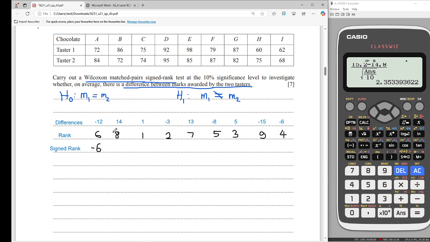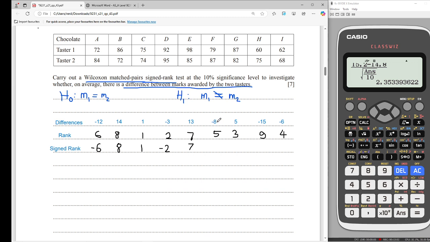Next we have here a positive 8 rank, and our difference is also positive, so our rank remains positive. 1 is our rank here, and that's also a positive difference, so we have 1 as a rank. 2 is our rank over here, but it's a negative difference, so our rank becomes negative 2. Now our rank is 7, so let's put 7 here. It's a positive difference, so it's going to be a positive rank.